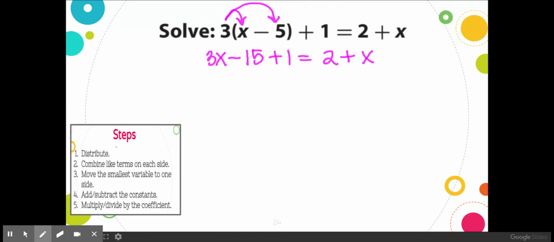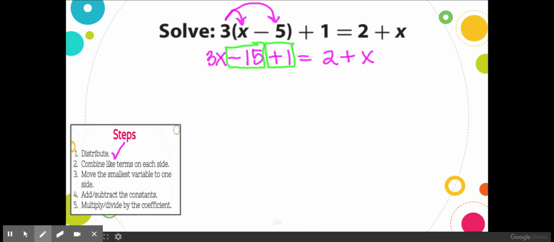Now I'm on to step 2. So I did step 1. Step 2 is to combine like terms on each side. So let me look at this side first. Do I have anything else with an x on this side of the equal sign? No. So there is no like term for that one. Do I have any other constants? Like negative 15 is a constant. Do I have anything else that is a constant? Yes, I do. I have a positive 1.